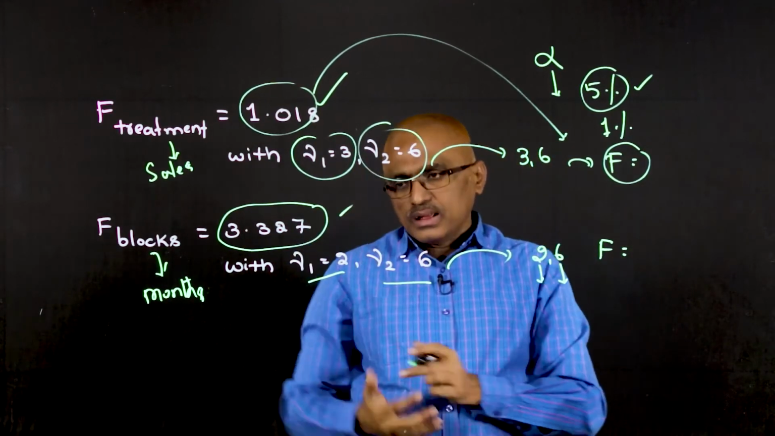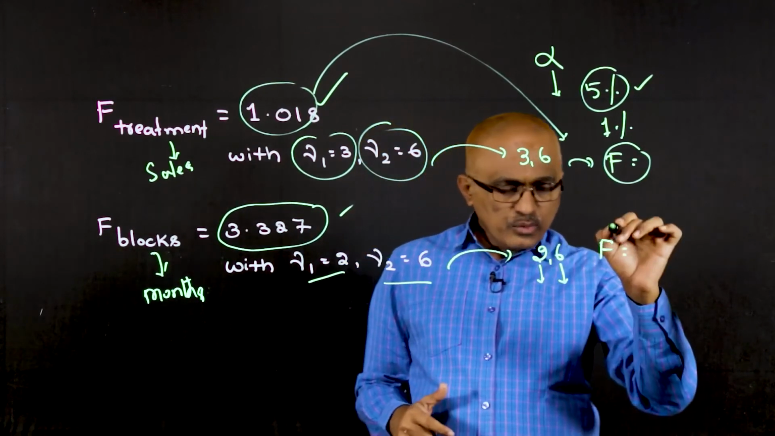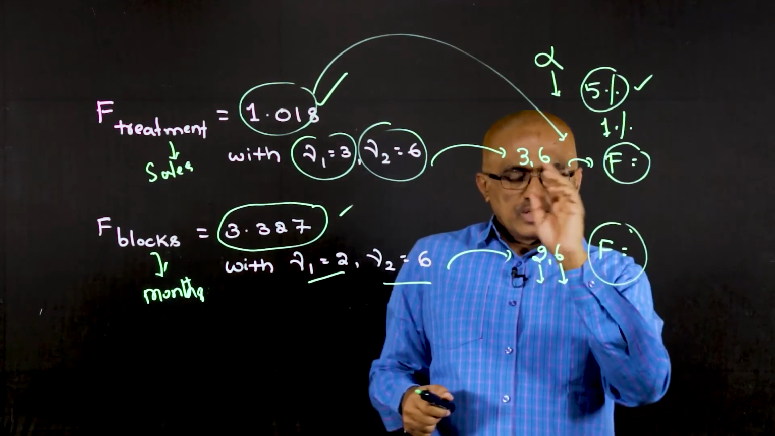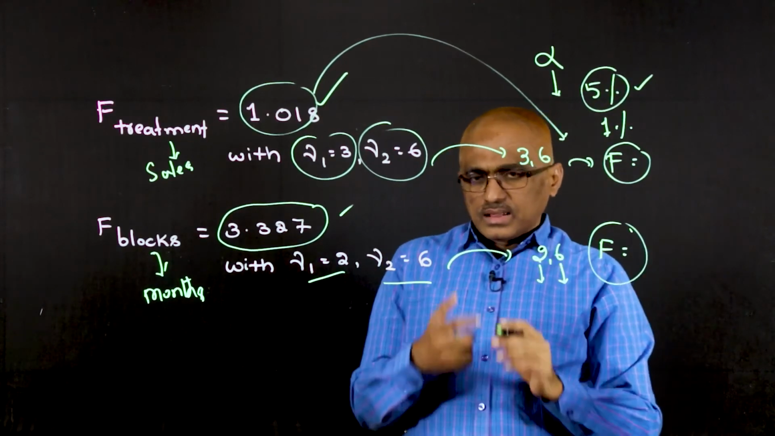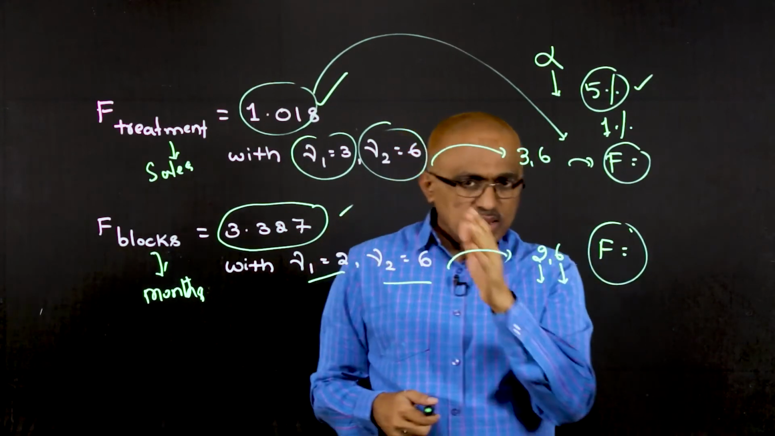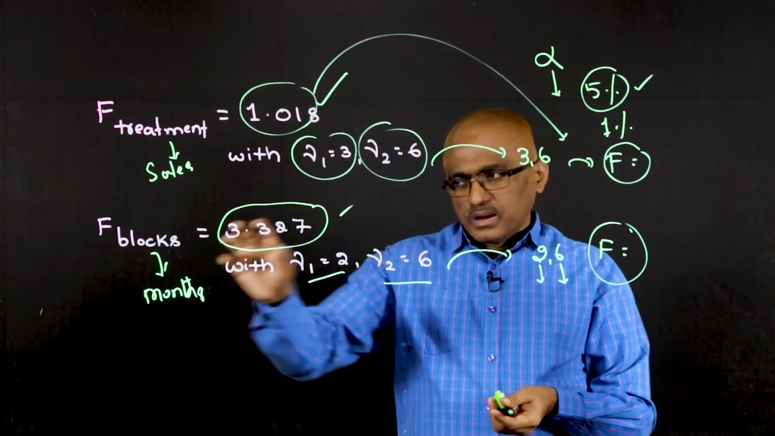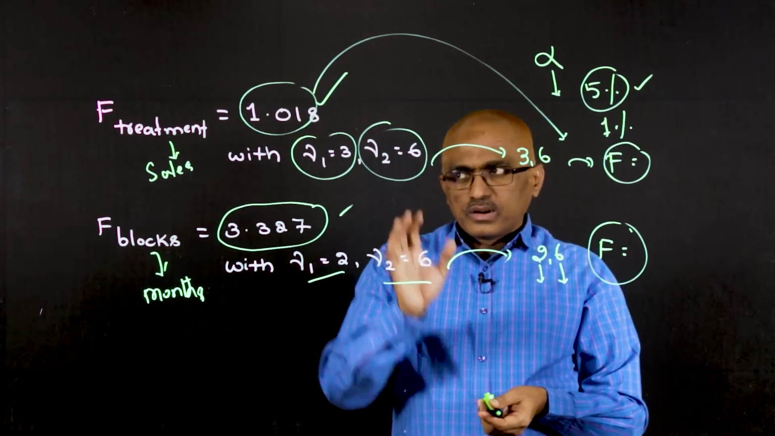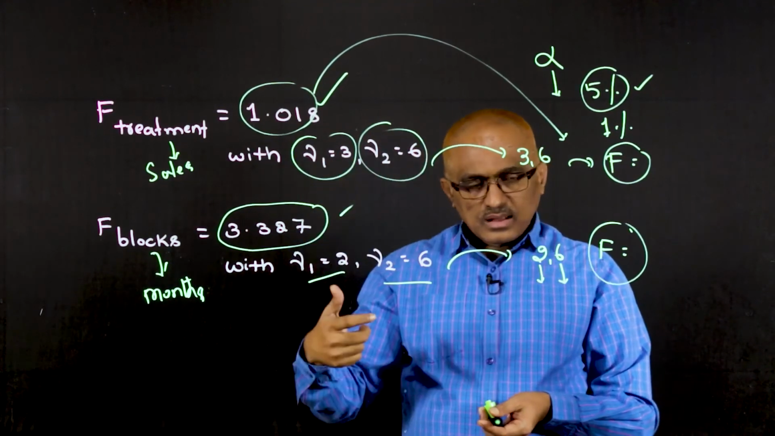Similarly, for months, for the rows, we got 3.327. Then we compare this 3.327 with the tabulated value for the degrees of freedom and the level of significance we selected. If the calculated value is less than the tabulated value, accept the null hypothesis or claim related to the months, otherwise reject. So like this, by using two-way ANOVA, we can test the significance with respect to the rows as well as columns.